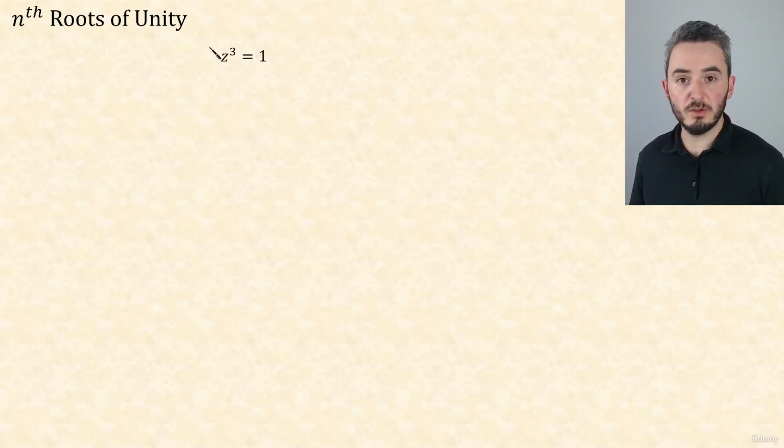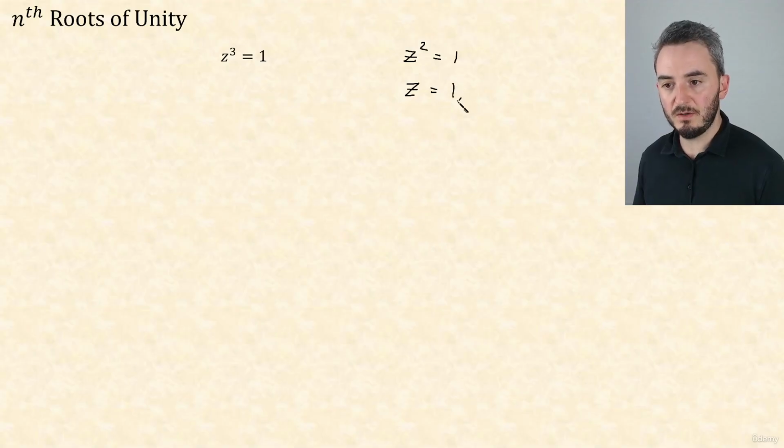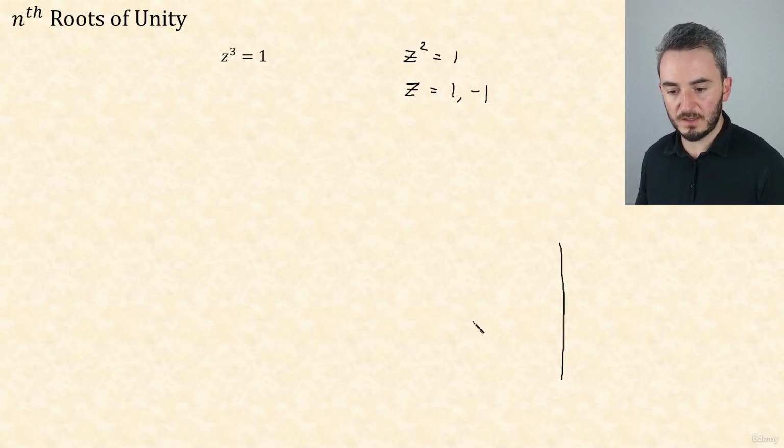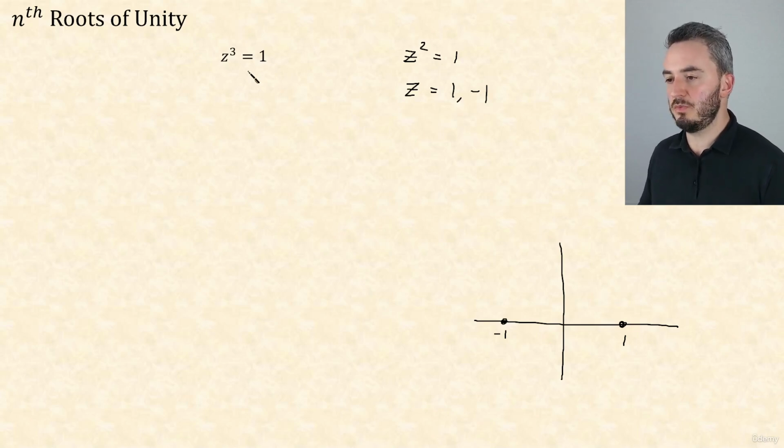Now, if you're only thinking about real numbers, the answer is just 1. But let's take a step back and say, could we solve z squared equals 1? Well, yes, there are exactly two answers to that. That's z equals 1 or minus 1. If we were to plot those on an Argand diagram, we would get 1 here and minus 1 here. So those are the two square roots of 1, and there really are no other complex square roots of 1 lurking around.